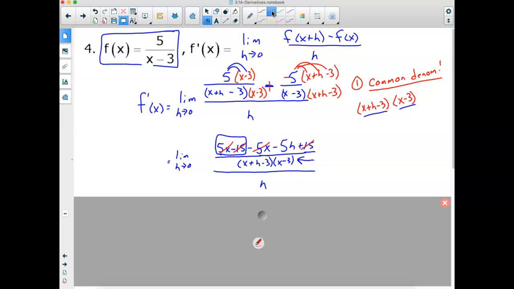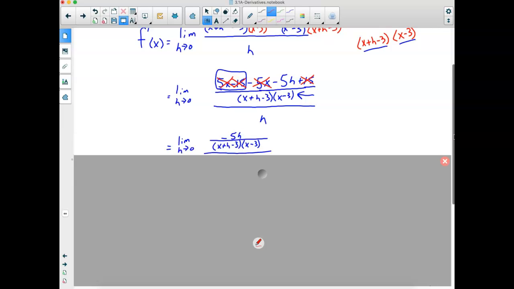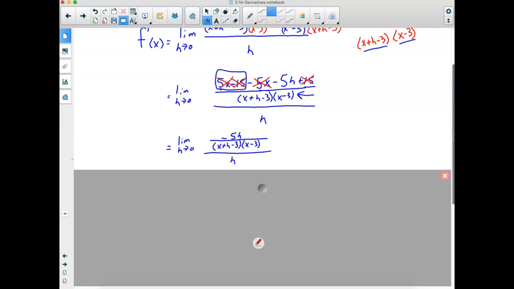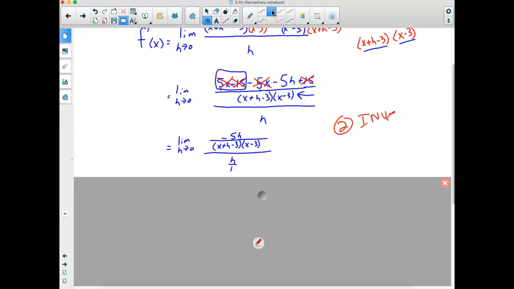So when I come through, I'm getting rid of basically anything that doesn't have an h in it, to be honest with you, but you got to make sure it cancels out. It's really easy to make mistakes here. And then in my next step, I'm going to rewrite it as I have a negative 5h in the top over that common denominator all over an h. Now remember, these are always complex fractions in my rational functions. So my next step is going to be invert and multiply.